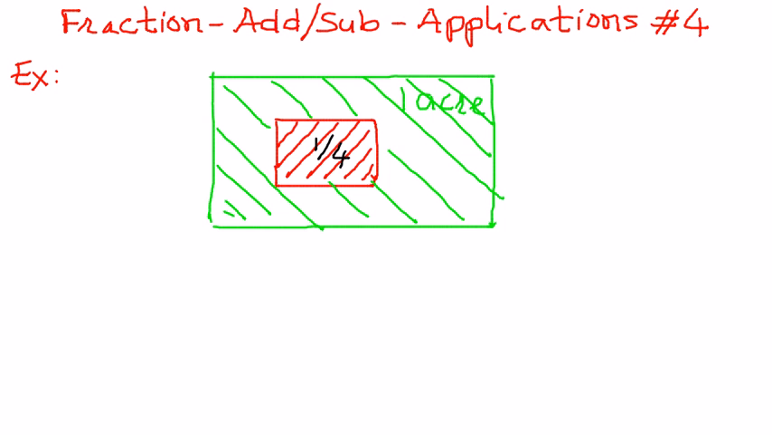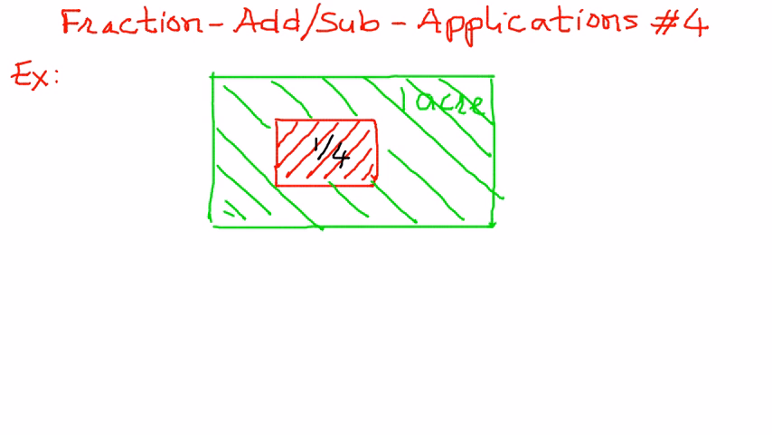Okay, the question we have is, what is the area of the land not occupied by the building? The building is occupying 1/4 acre of the land, and the lot itself is a 1 acre lot. What is the area which is not occupied by the building? What that means is, what is the open space around the building?